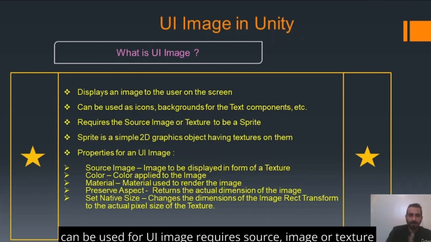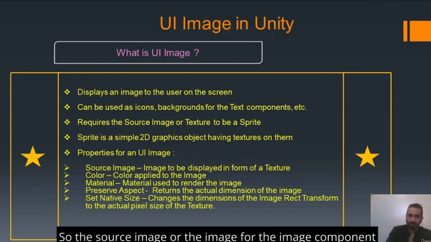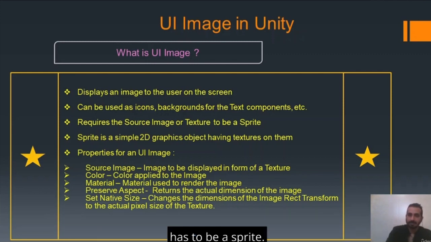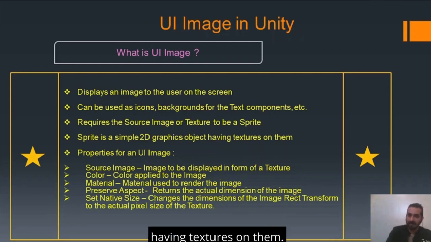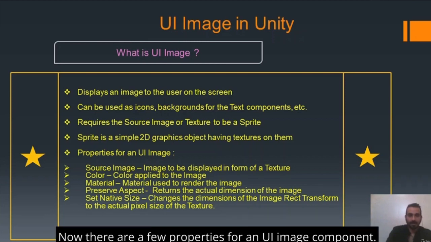UI image requires source image or texture to be a sprite. So the source image for the image component has to be a sprite. What is a sprite? Sprite is a simple 2D graphical object having textures on them. Now there are a few properties for a UI image component.